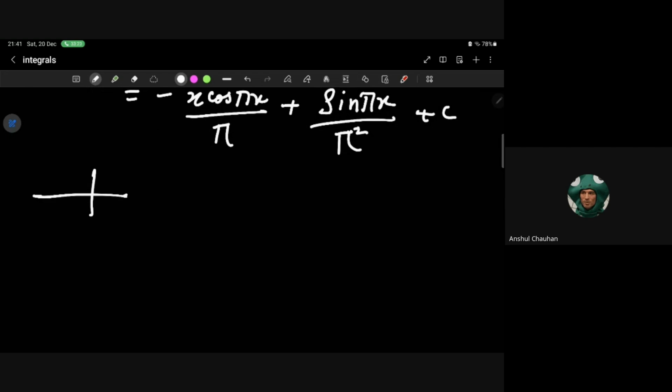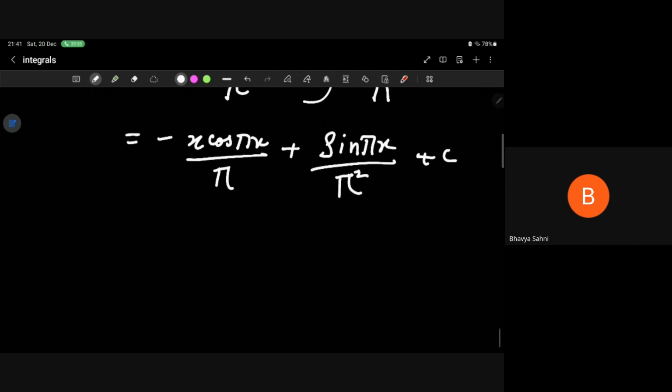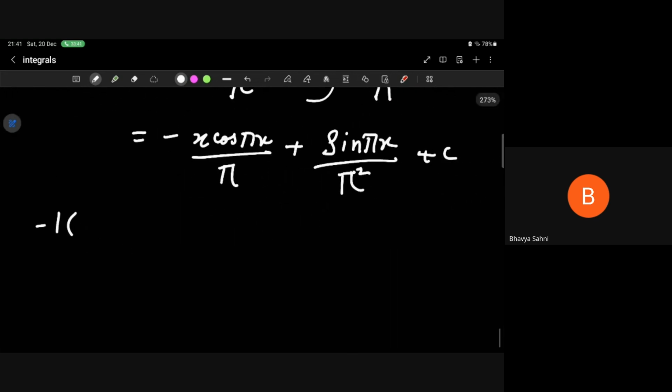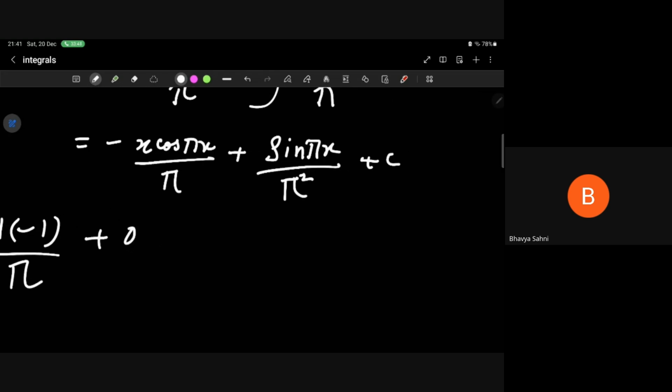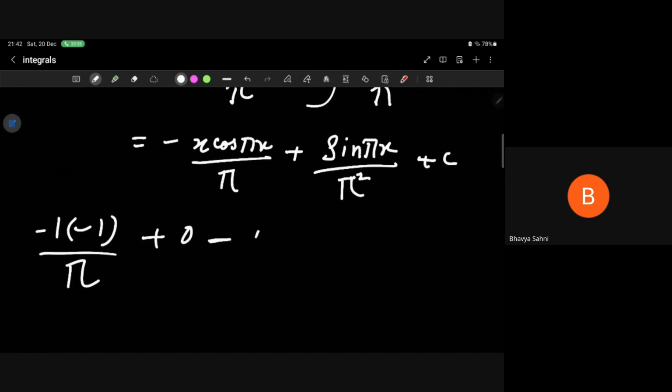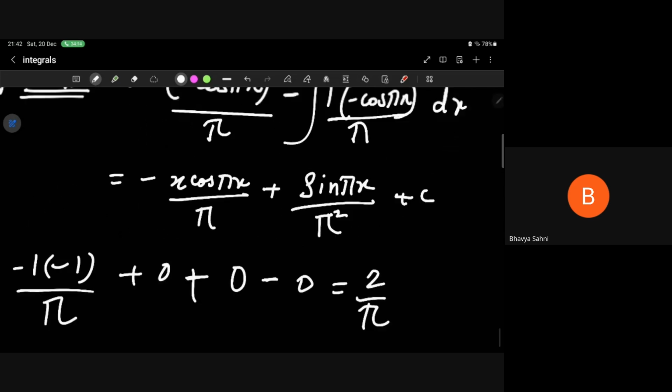Yeah. 0, 1, 0, minus 1. So cos pi will be minus 1. At 1, cos pi is minus 1 upon pi, plus 1 sine of pi is 0, correct? Minus the lower limit, which is 0. At 0, this will become 0, minus this whole will become at 0, sine 0 pi is nothing but 0, correct? It will come to be 2 by pi. So this is from 0 to 1.